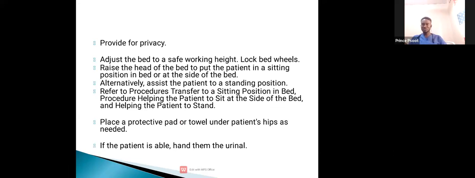Then you provide privacy for your patients. Adjust the bed to a safe working height. You lock the bed rails, you raise the head of the bed and put the patient in a sitting position in the bed or at the side of the bed. Alternatively, you can assist the patient to a standing position.